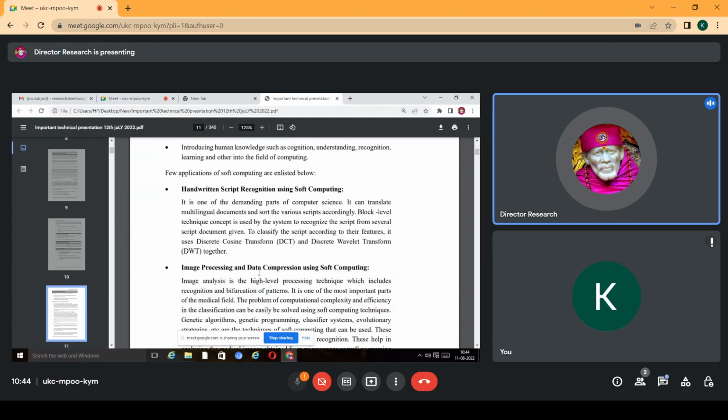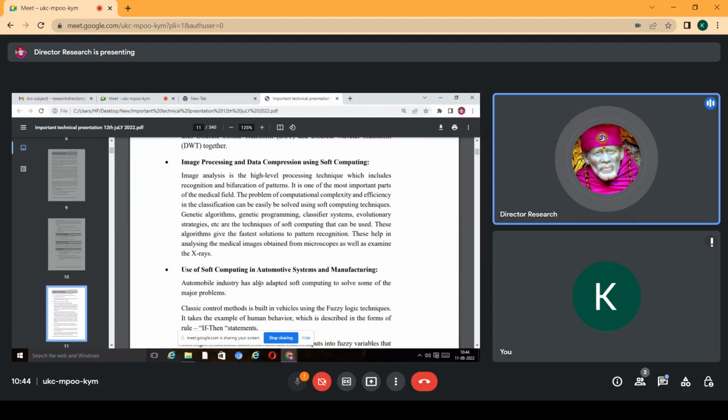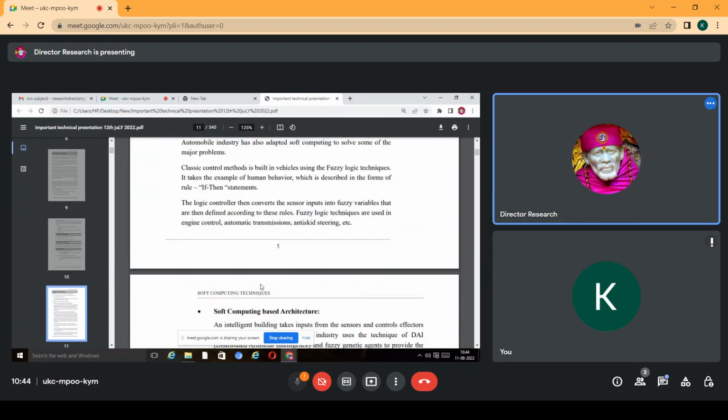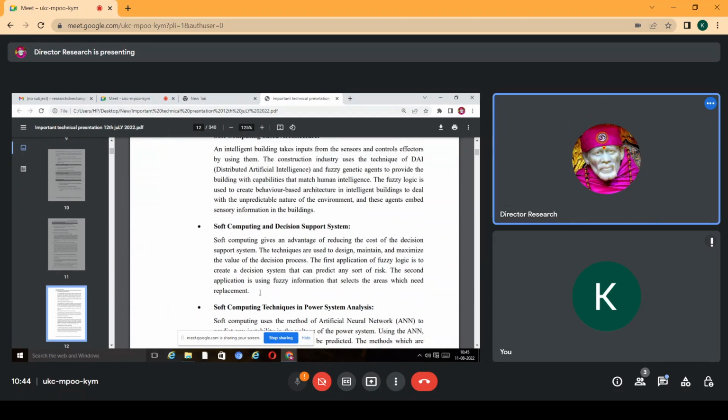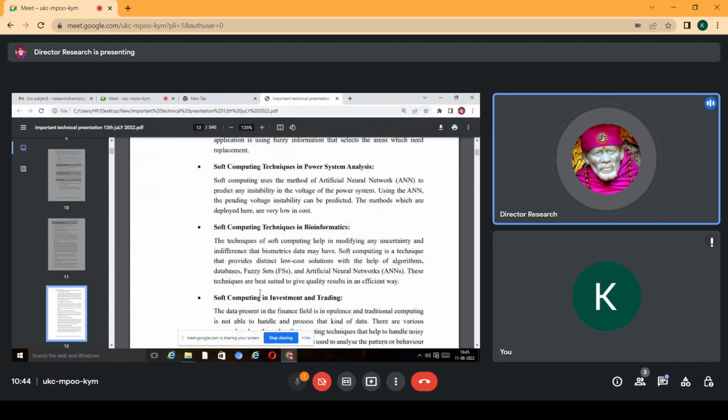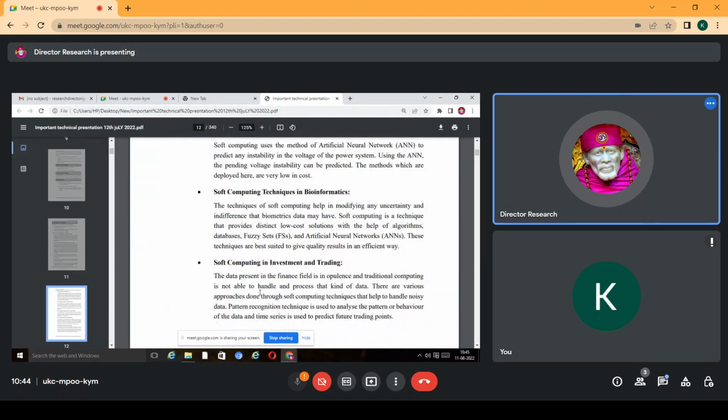Few applications of soft computing are handwritten script recognition using soft computing, and image processing and data compression using soft computing. The next one is the use of soft computing in autonomous systems and manufacturing. Soft computing based architecture. Soft computing and decision support systems. Soft computing techniques and power system analysis. Soft computing techniques in biometrics and bioinformatics. Soft computing in investment and trading.